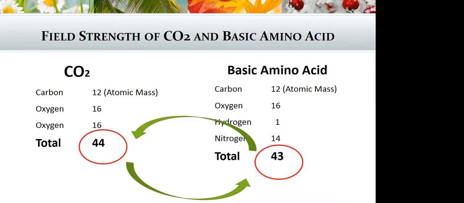So the field strength of CO2 is 44, and we do the same with the basic amino acid structure. We look at the atomic mass of carbon, which was 12, oxygen 16, hydrogen 1, and nitrogen 14, which gives us a total of 43. So you can see how the CO2 with the magnetic field of 44 links up very nicely with the field strength of your basic amino acid of 43.